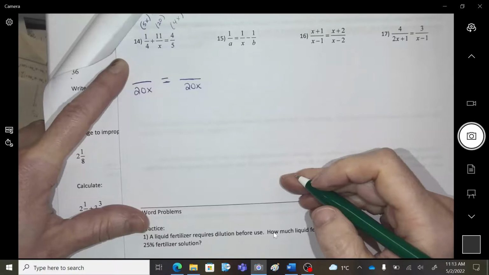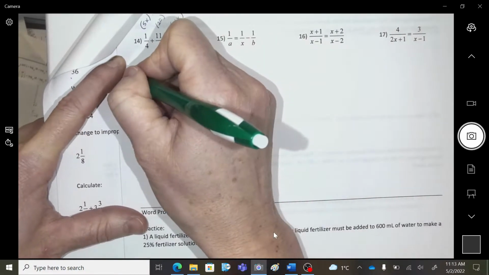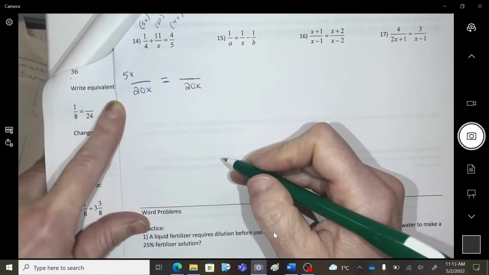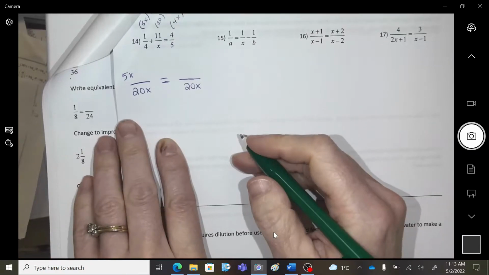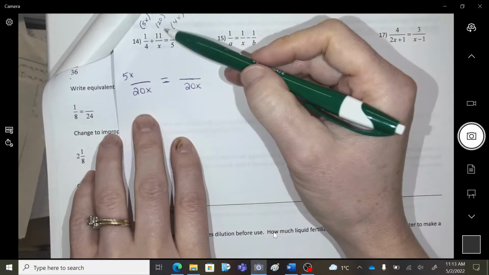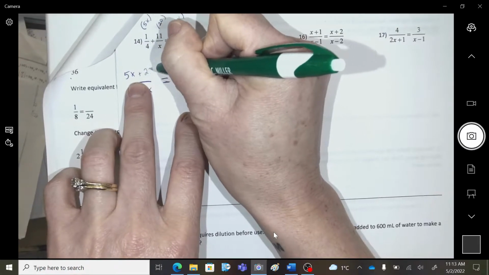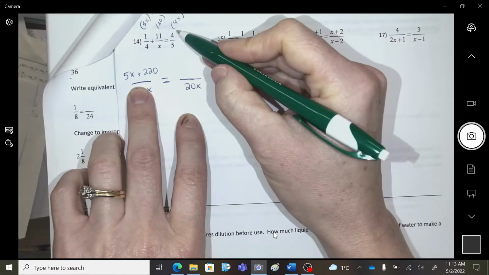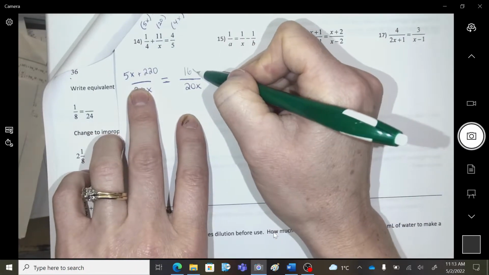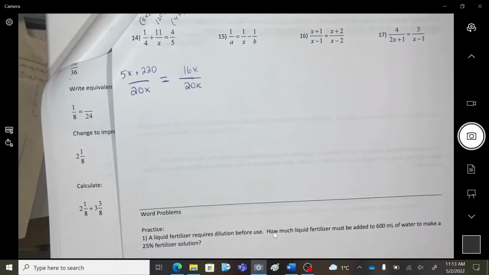Okay, so 1 times 5x is 5x. 11 times 20 is 220. 4 times 4x is 16x. And do you always notice how I'm keeping things on the left of the equation sign on the left versus the right?